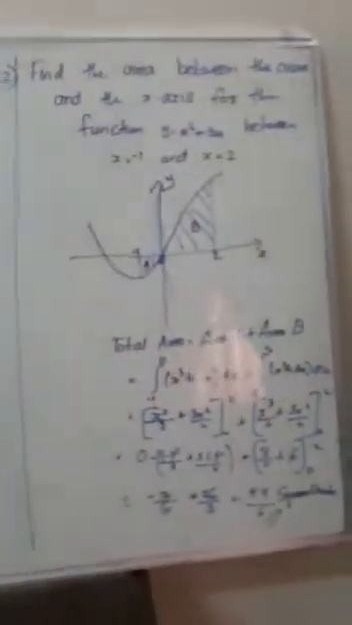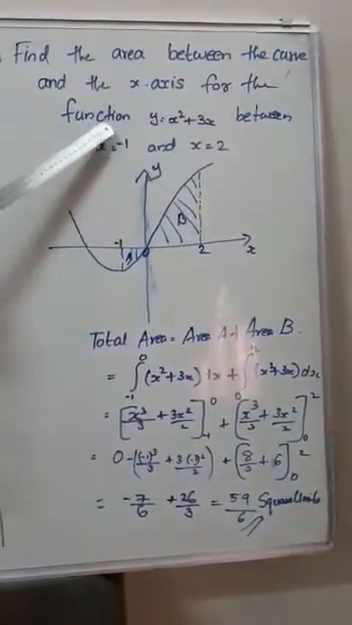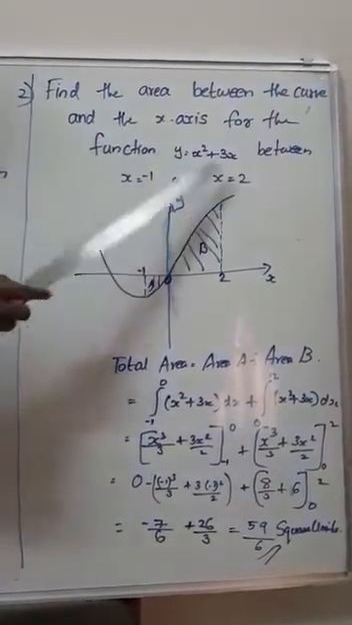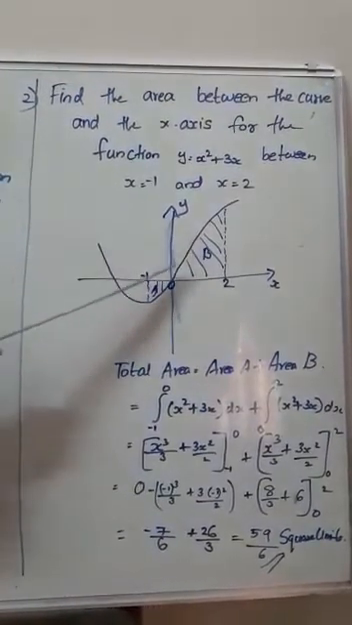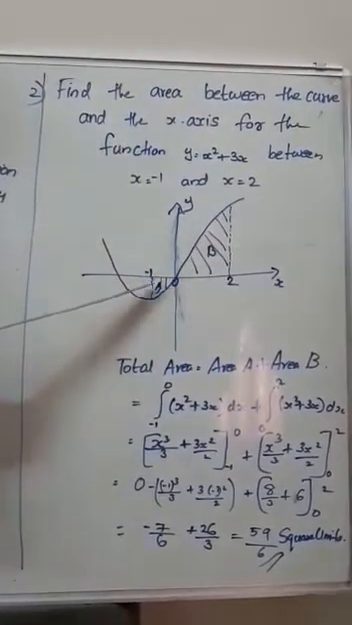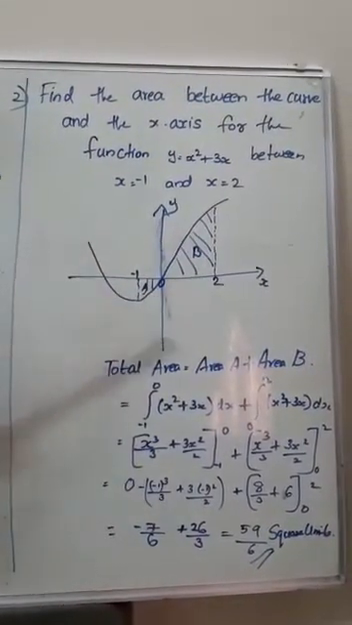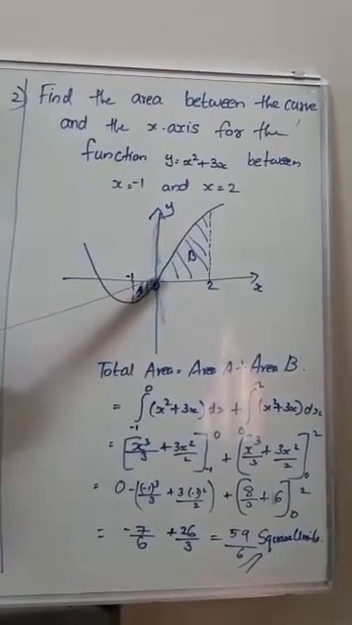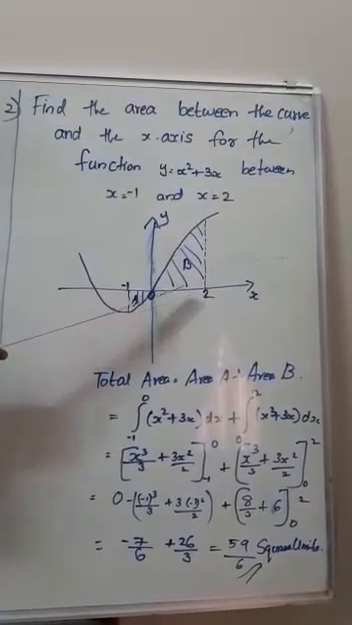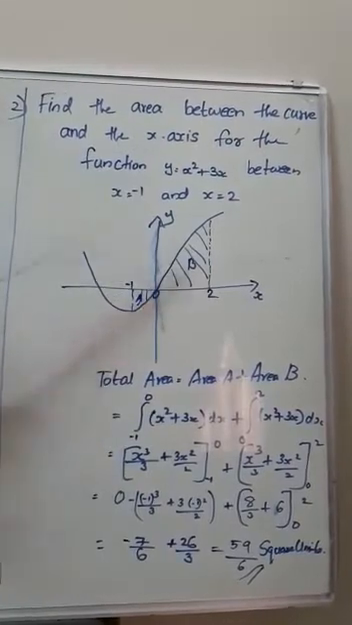Now another question. Find the area between the curve and the x-axis for the function y equal to x square plus 3x between x equal to minus 1 and x equal to 2. You now see, the problem is that you have to integrate between minus 1 and 2. So you can draw a figure like this, and you have two parts. This is part A, part B. You will find the area between minus 1 to 0, that is your area of shaded A. And then you will integrate between the limits 0 to 2. You will get the area of this part B. When you add these two parts, you will get the total area.